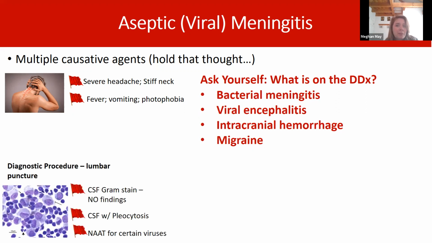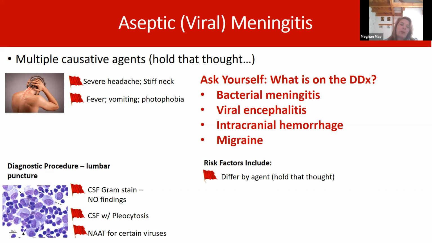So how do you diagnose aseptic meningitis? Same story, do a lumbar puncture. CSF gram stain will have no findings on it. So in other words, you won't see any bacteria, you may see inflammatory cells. The CSF will also have pleocytosis. So remember, that means kind of mixed inflammatory infiltrates with lymphocytes and monocytes. For most aseptic meningitis, you're going to see primarily a lymphocytic infiltrate. And of course, the other piece that you would do is a nucleic acid amplification test, PCR test, for certain viruses. You'll see which ones on the next slide.